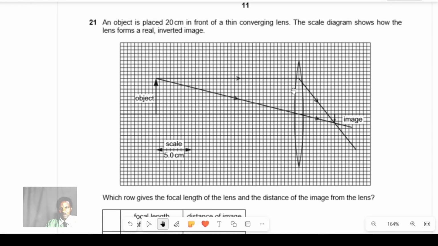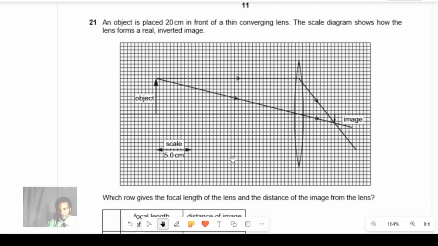So we have question 21. An object is placed 20 cm in front of a converging lens. So this is a converging lens. The scale diagram shows the lens forming a real inverted image. So this is the real inverted image. Which row gives the focal length of the lens and the distance of the image from the lens? So what we are interested in is the focal length.